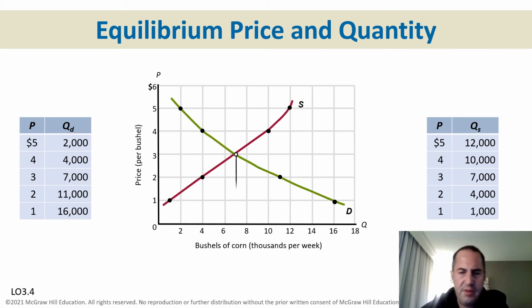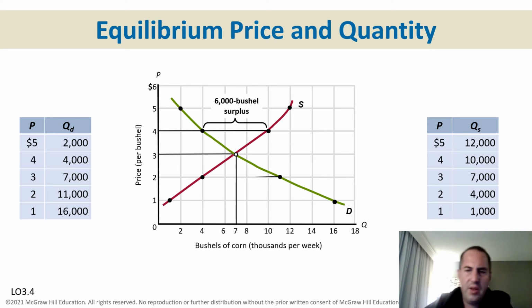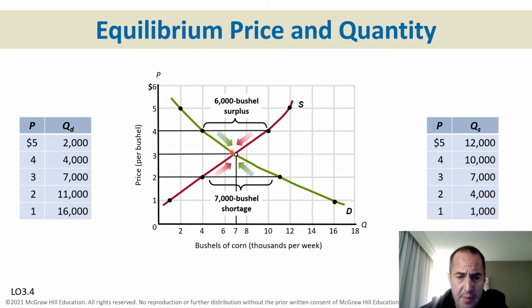And there's an example of the equilibrium price, right? With today's demand and today's supply, you're going to see here that the corn, or whatever this is, sells for $3 a bushel.